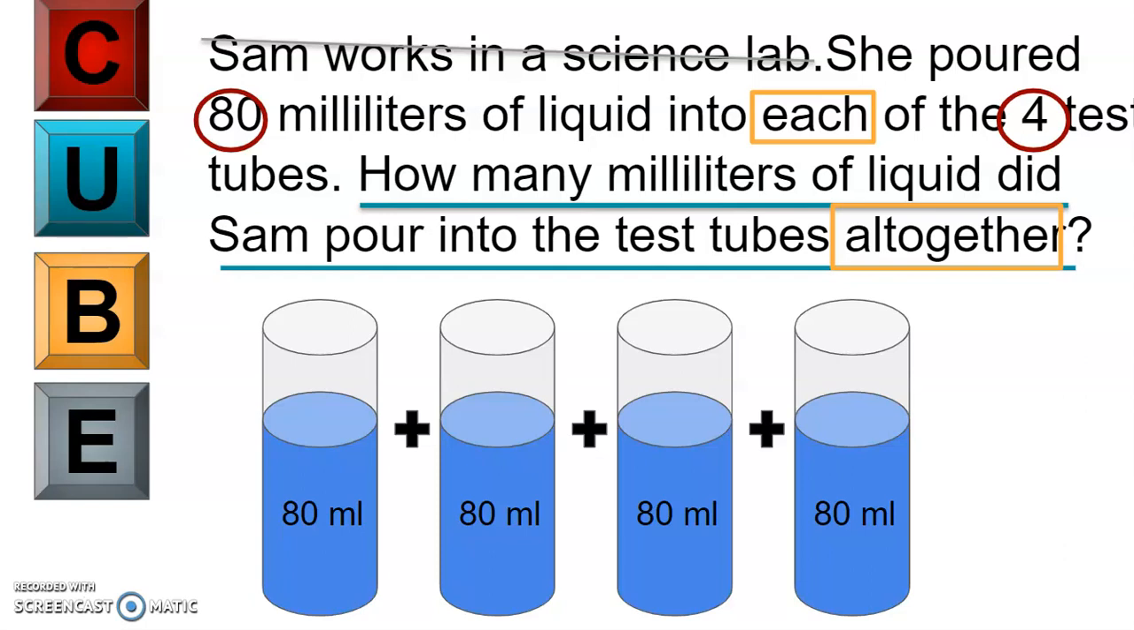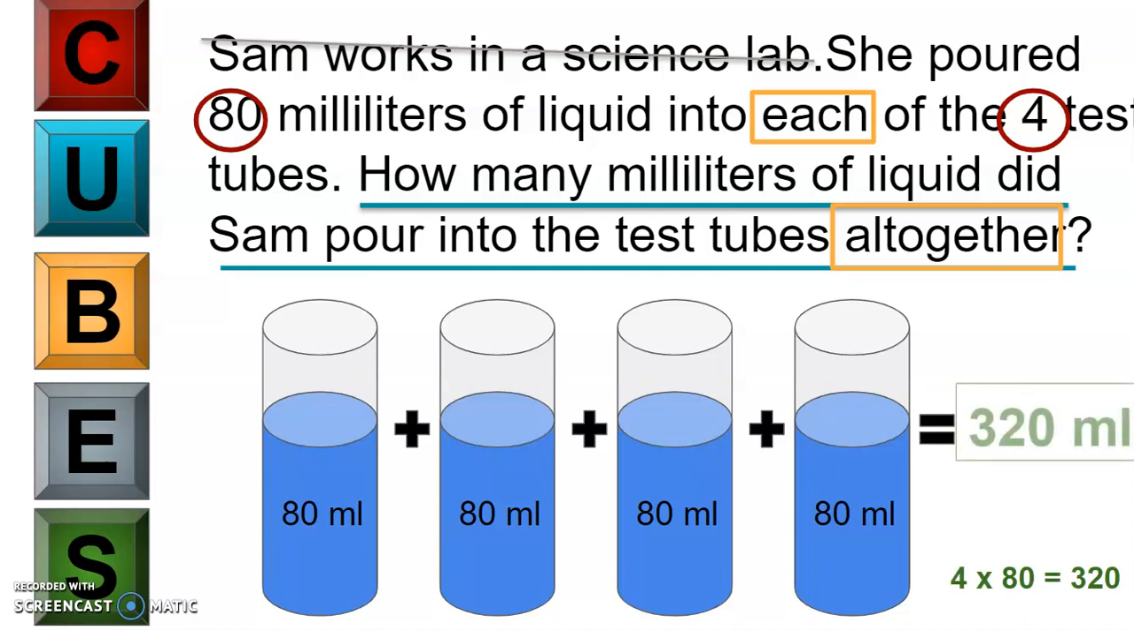And the last step is easy, like I told you guys. The last step is solving the problem. Okay, go ahead and solve the problem because you already know that 4 times 80 is 320. So I write the number sentence here and I arrive at the answer.